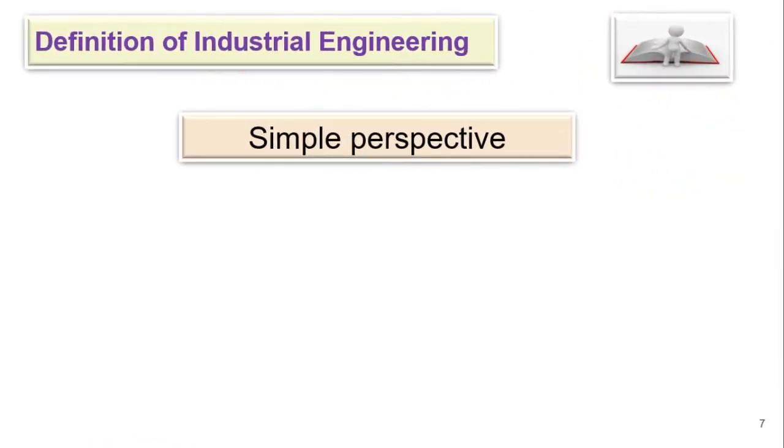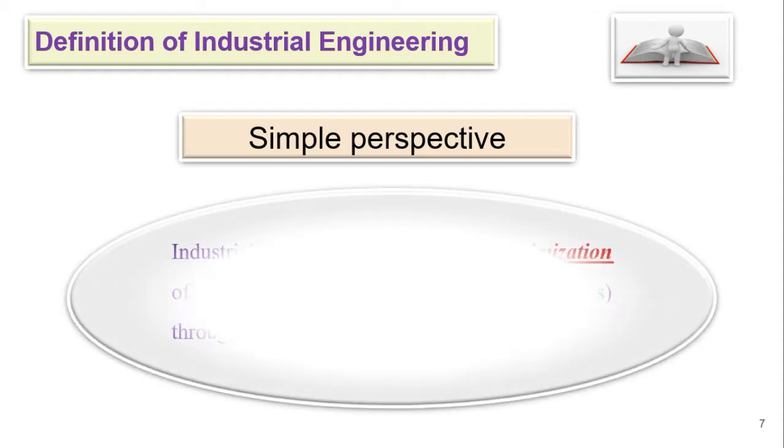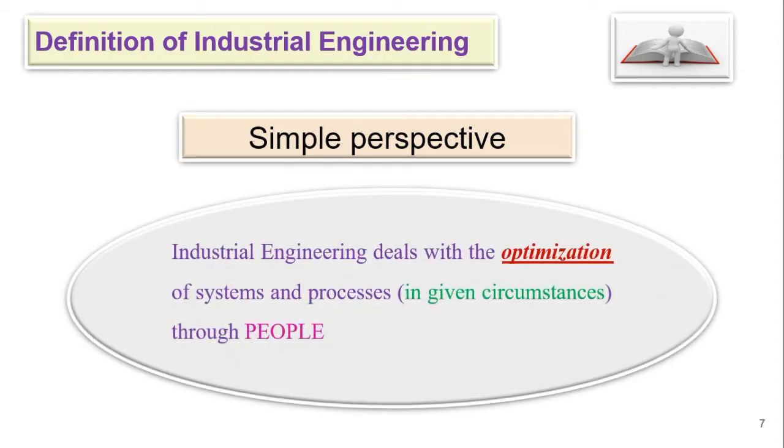So last time we have seen what is the definition of industrial engineering from the layman point of view. So industrial engineering deals with the optimization of systems and processes in a given circumstances through the people. So always we'll go for what is the best, what is the scope of improvement, what is the efficient, economical, effective, enjoyable things to do.